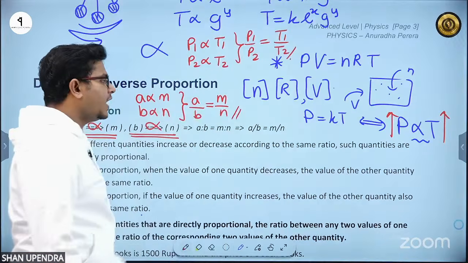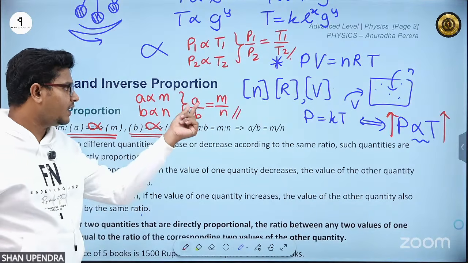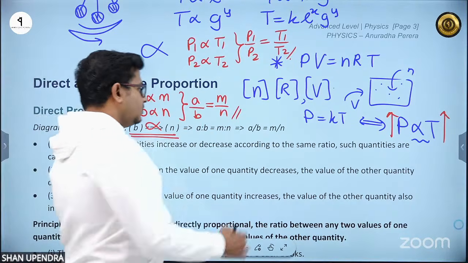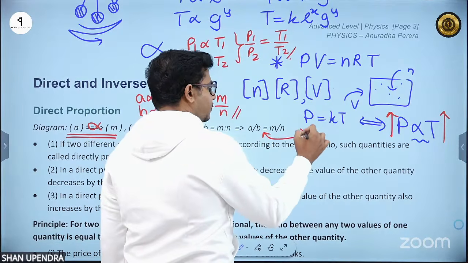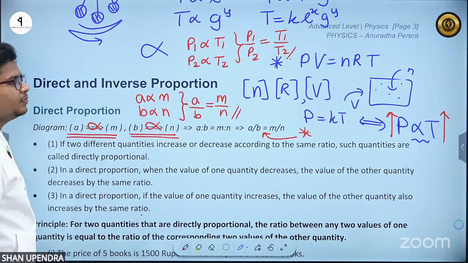So when you mark two direct proportional relationships here, and if you divide those two, we can write a over b equals m over n. Okay, really important behavior.